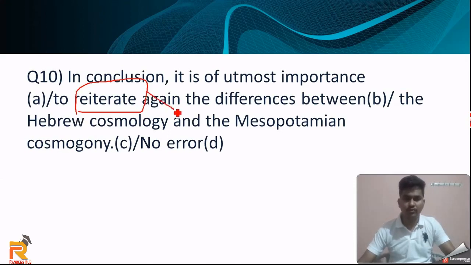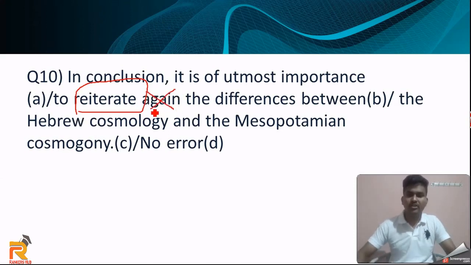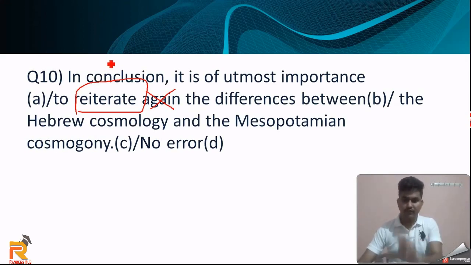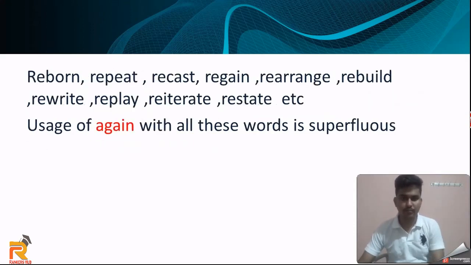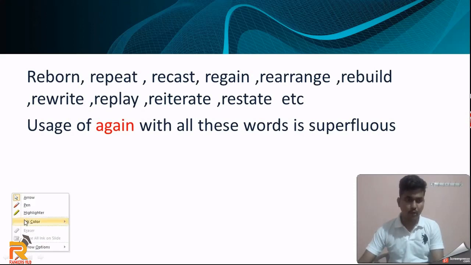So you are not supposed to use the word "again" in that sentence. If you find a word containing "re" in a sentence, please don't use "again" with it. Again, please don't do that. Okay, so "reiterate again" is the mistake in this sentence. I'm going to give some of the words belonging to the same category. So please, guys, go through these words. They are written and they all start with "re". They share the same connection.